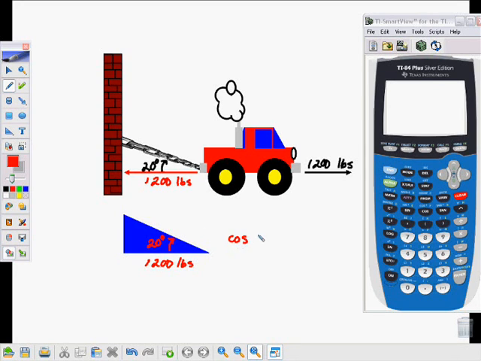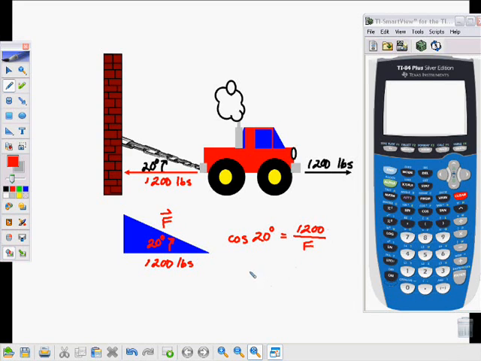The cosine of 20 degrees would be equal to the adjacent over the hypotenuse. And let's label this hypotenuse force F. And so I'm going to be talking about the magnitude of that force F. Let's go ahead and solve this.